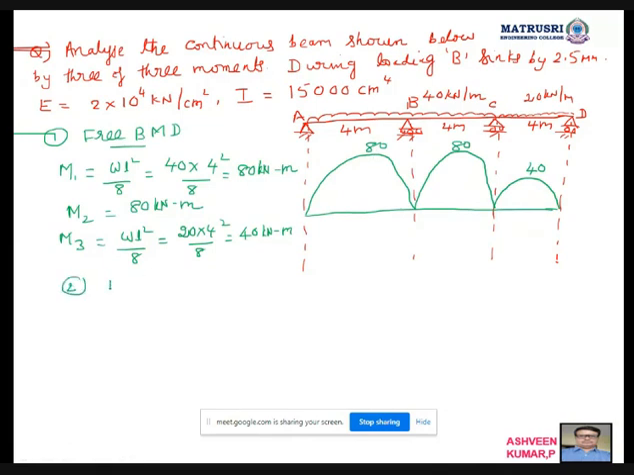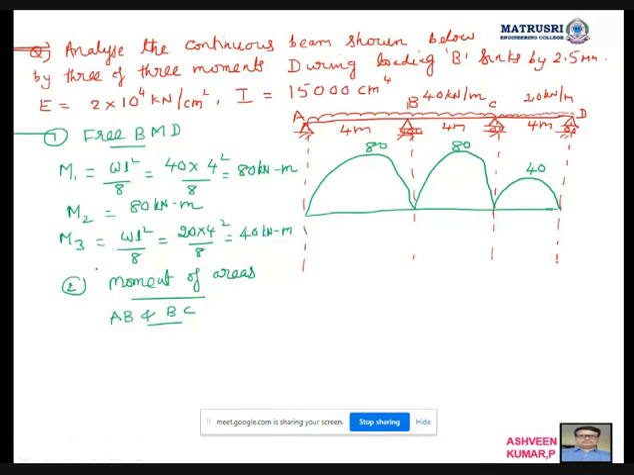Second step is moment of areas. What is the first span? I should take it here, AB and BC. AB and BC. Understood?